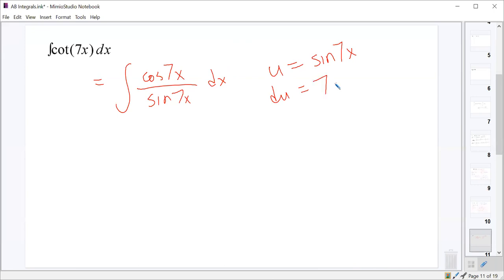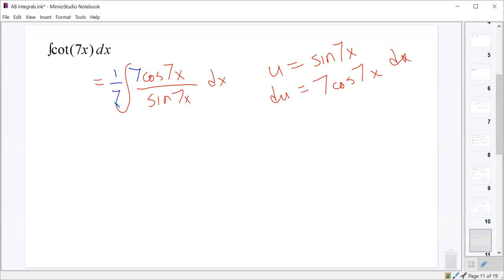Seven cosine of 7x. Yes, thank you for remembering the chain rule. 7 cosine 7x dx. And so now we'll note that I do have the cosine 7x dx, I just don't have the 7. Well, now I do. And I'll have to throw a 1/7 down in front of it in order to cancel out that 7.